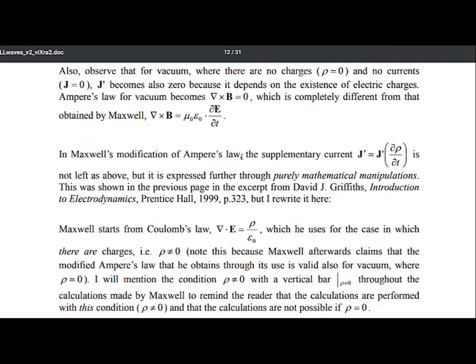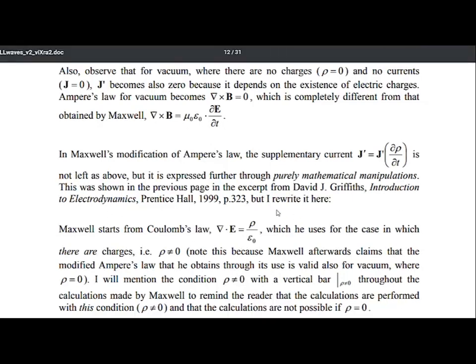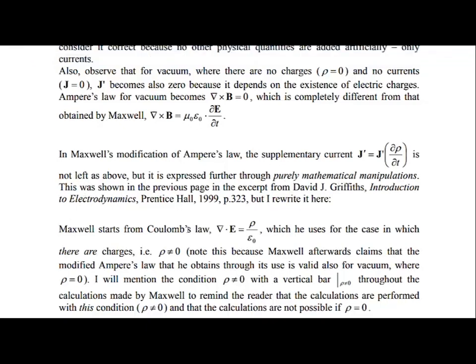In Maxwell's modification of Ampere's law, this supplementary term is not left as above, but it is expressed further through purely mathematical manipulations. Maxwell could have easily stopped there, but he did further mathematical manipulations to end up with this final term. So Yonel goes on to describe this purely mathematical manipulation, which he derived from the book Introduction to Electrodynamics by David J. Griffiths. Maxwell starts from Coulomb's law, which is really Gauss's law, and I won't complain about that further.